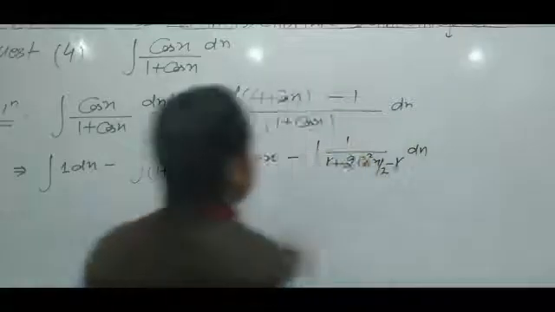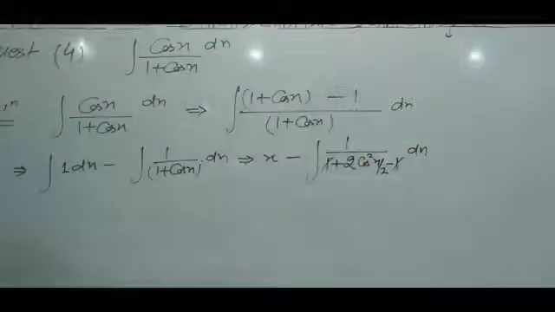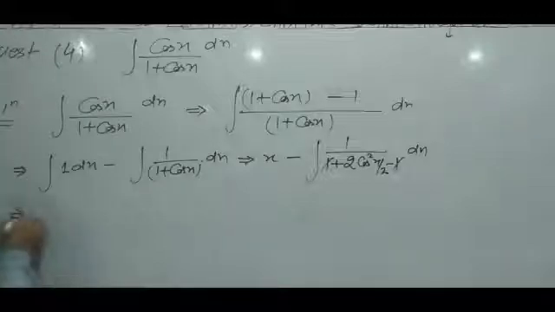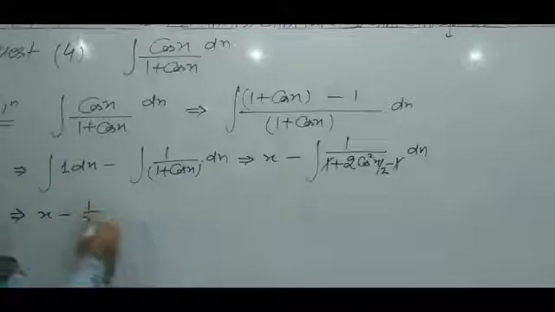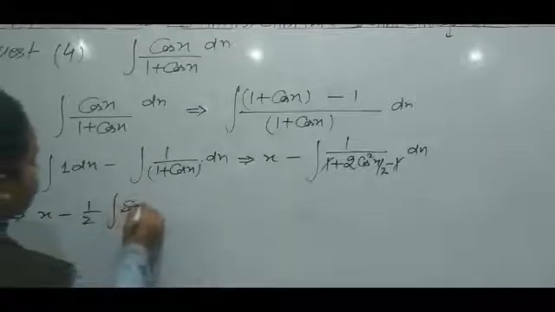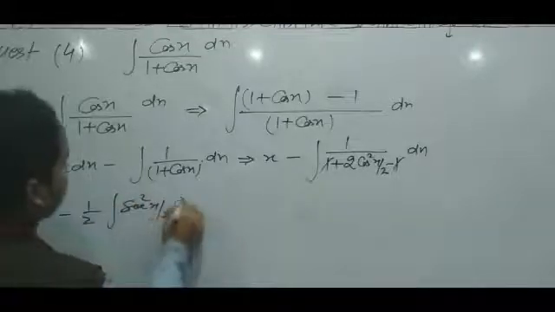So minus 1 plus 1 is cancelled. So what will you get as the result? 2 times sec square x by 2. The result will be 2 times sec square x by 2, times 1 by 2. Means we can write x minus 1 by 2 integration over sec square x by 2.